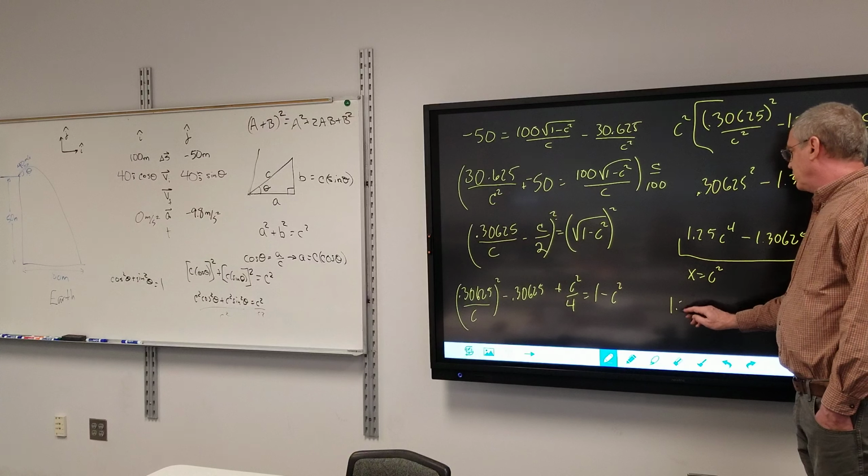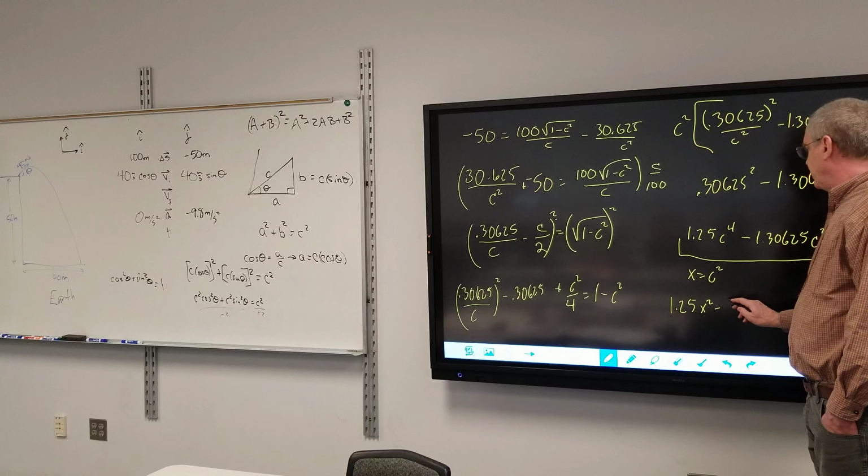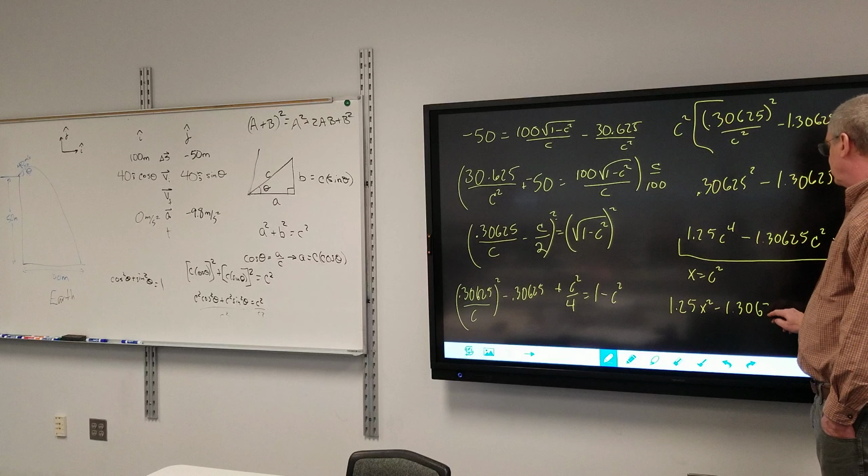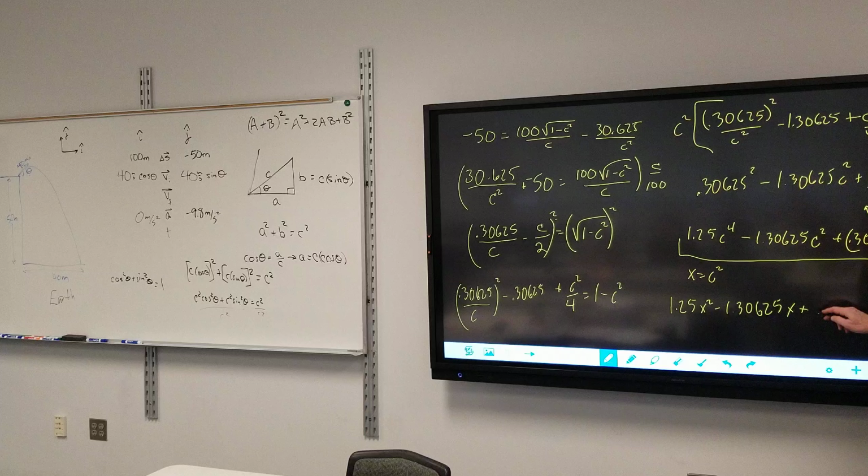So this becomes 1.25x squared minus 1.30625x plus 0.30625 squared equals 0. Now it's a more familiar form, I hope. Solving for x using the quadratic formula. Once we have x, we can put cosine squared theta back into it. We can solve for cosine of theta, and then we can solve for theta.